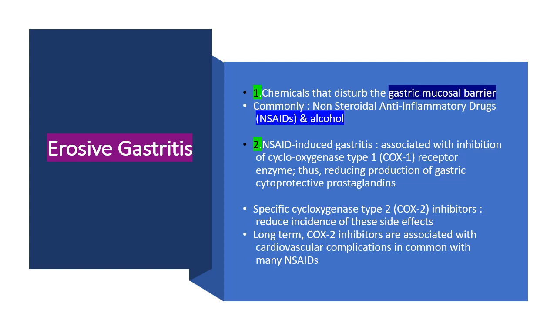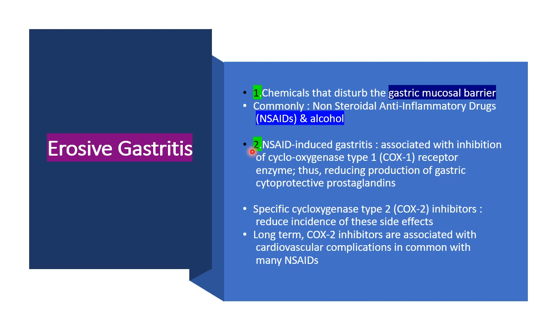The third type is called erosive gastritis, and this is due to the disturbance of the gastric mucosal barrier, and is commonly due to non-steroidal anti-inflammatory drugs. NSAIDs and alcohol are the two common causes. NSAID-induced gastritis is usually associated with inhibition of the cyclooxygenase type 1, COX type 1 receptor enzyme, thus reducing the production of gastric cytoprotective prostaglandins.